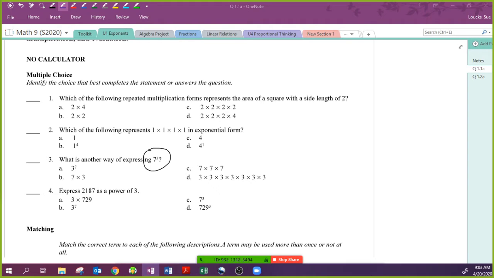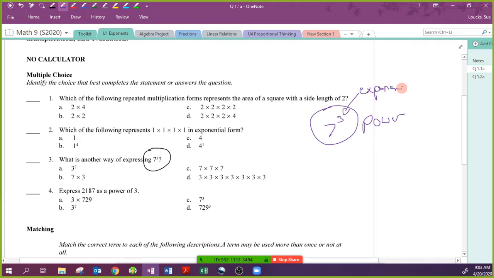But that's kind of wrong, because the whole thing, 7, we say 7 to the power of 3, this whole thing is called a power. All right? This number is the exponent. And this number is the base. Okay? We say 7 to the power of 3 because that's just how we say it.